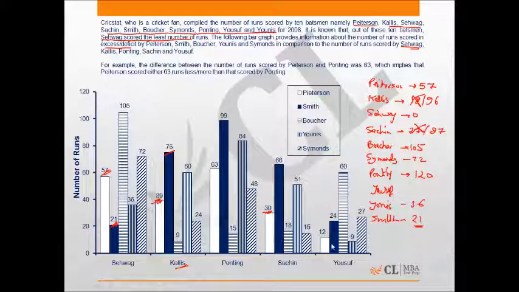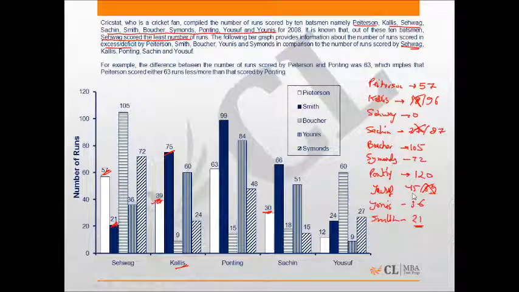Yusuf, difference between Peterson and Yusuf is 12, so either it should be minus 12 or plus 12, so either it is 45 or 69. But again, Yusuf and Smith difference is 24, Smith is 21, so it has to be 45 only, 69 will be ruled out. So you can see that all the scores with comparison to Sehwag can be calculated using this.